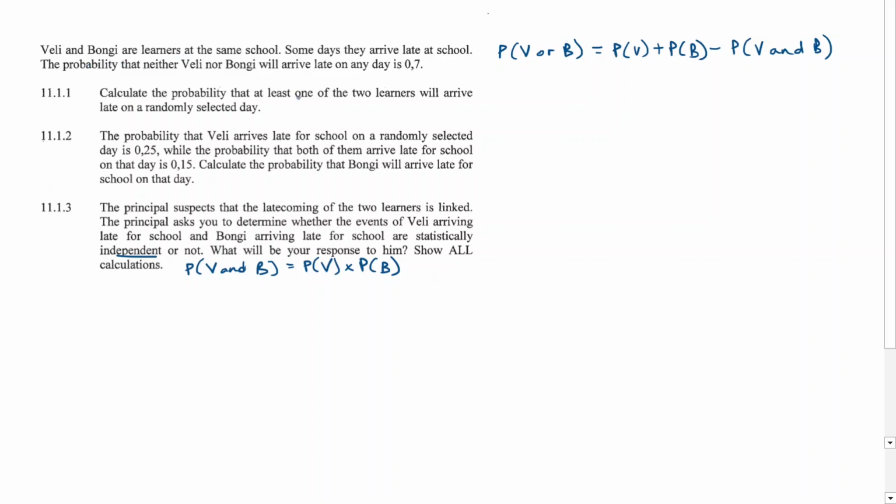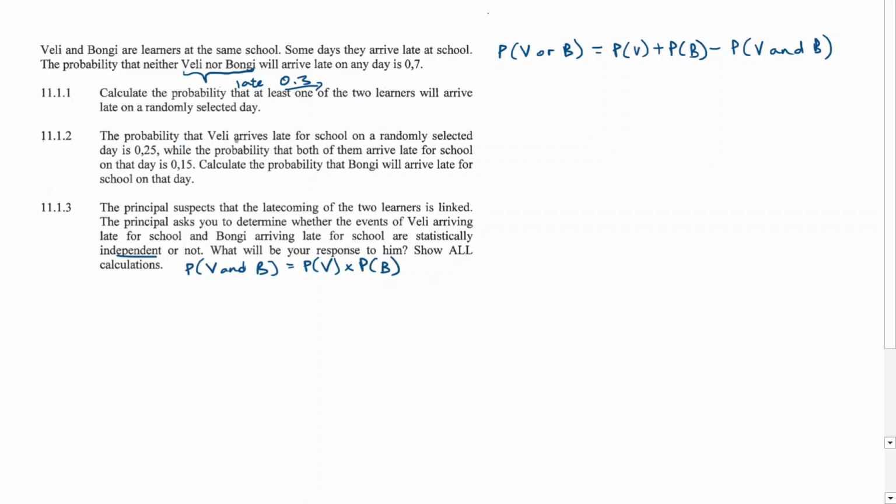Veli and Bongi are learners at the same school. Some days they arrive late for school. The probability that neither Veli nor Bongi will arrive late on any day is 0.7. And so if this is a day that neither of them are late, then the probability that at least one of them is late will be 0.3. So that's just a quick thing to anchor yourself on. Calculate the probability that at least one of the learners will arrive late on a randomly selected day. Okay, so that's now the answer for the first question. I've just worked that out for you.